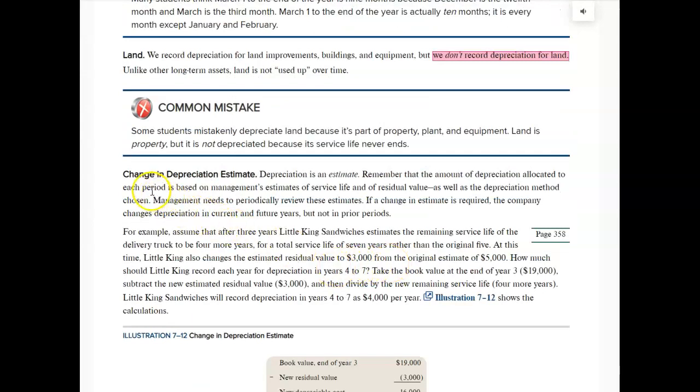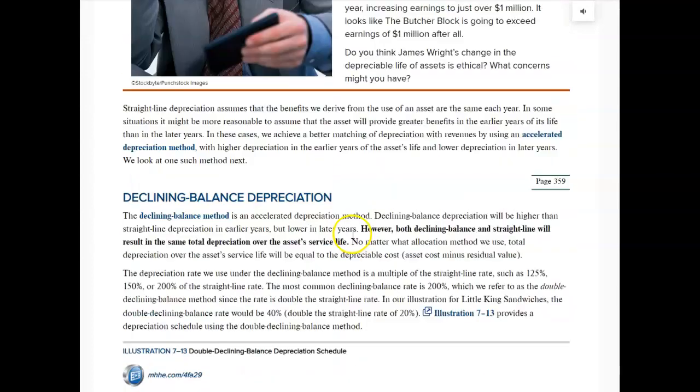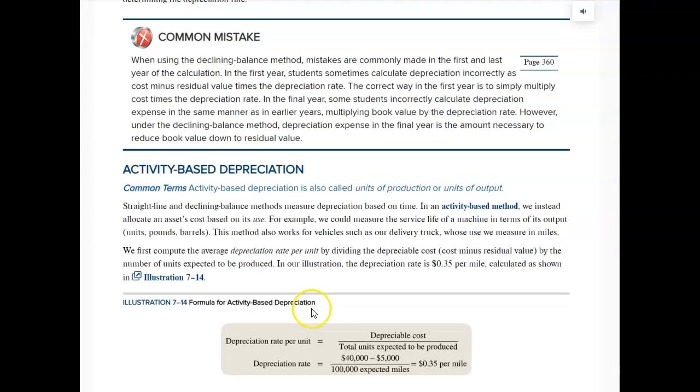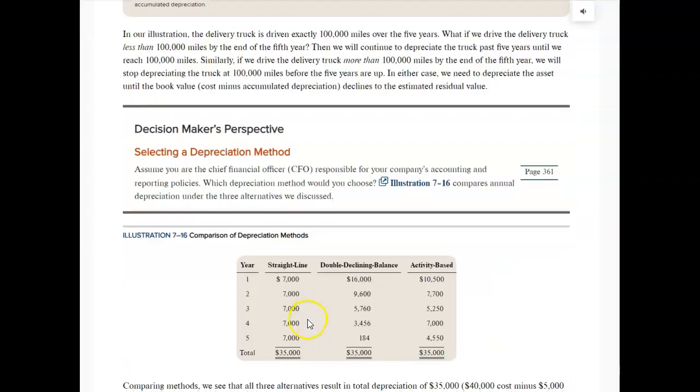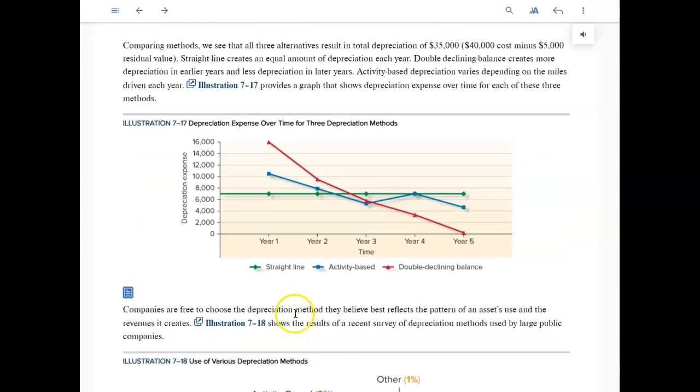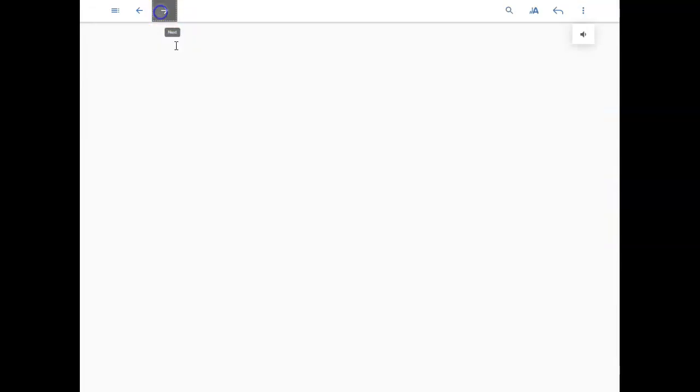Don't worry about change in depreciation estimate. You're not going to be tested over that. And don't worry about these depreciation methods, declining balance. Don't worry about activity-based depreciation. And the rest of it, yes, don't worry about the rest of this page. Next one.